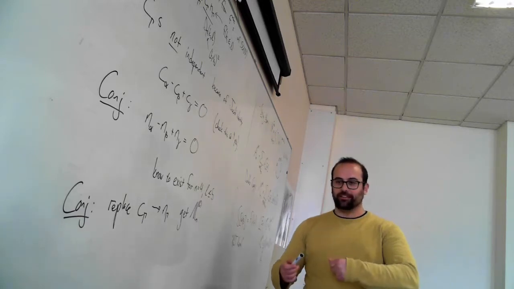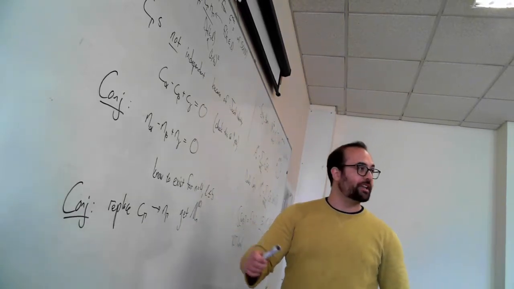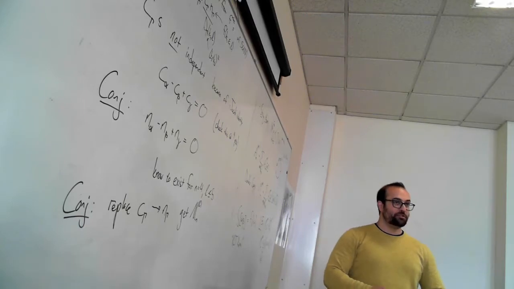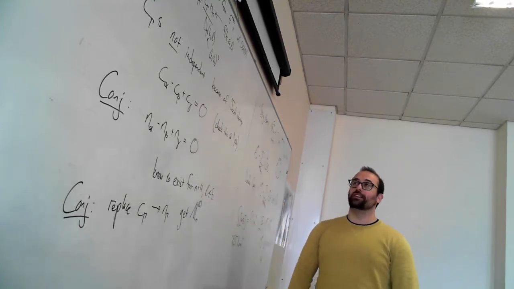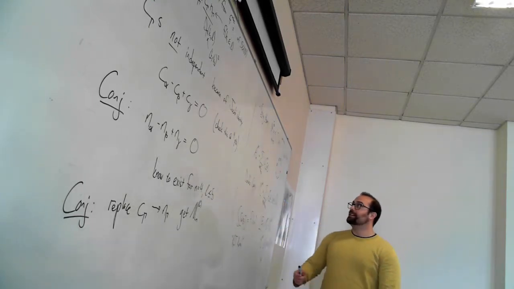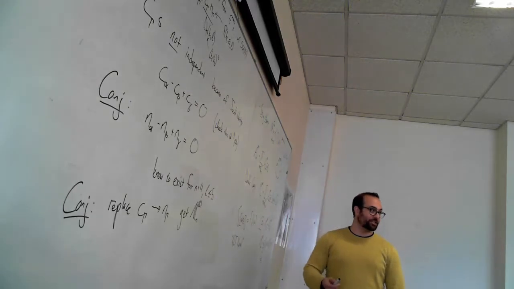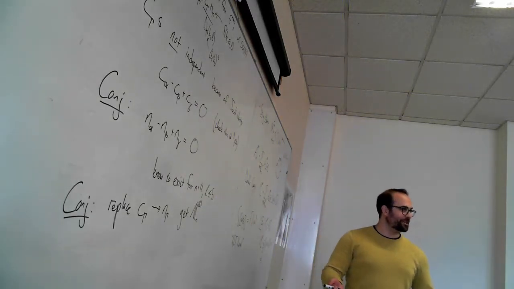And checking that the replacement C gamma goes to N gamma gives a gravity amplitude, you can check using unitarity methods that that's true. Now, at L loops, it also doesn't necessarily have anything to do with string theory. The question is just whether you get sensible answers after the replacement.